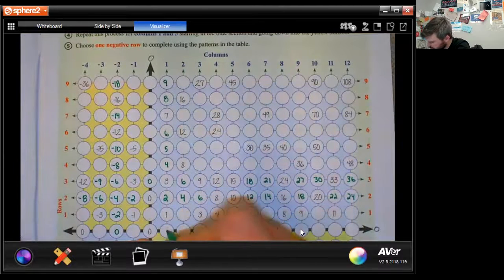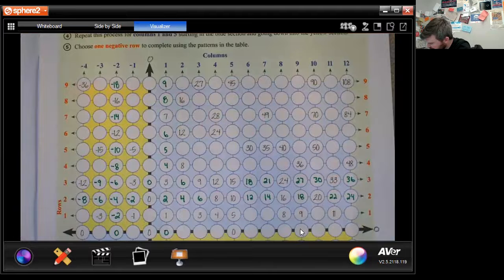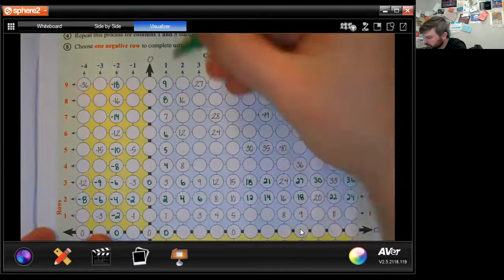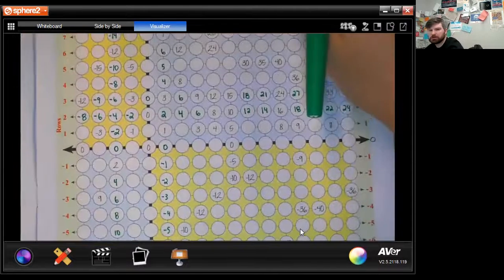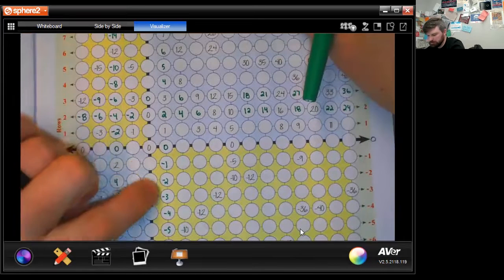0 times 1 is 0. And then here we're going to have the opposite. So negative 1, negative 2, negative 3, negative 4, negative 5, and negative 6. Starting with the 2 now. Well, I'm sorry, I didn't get you to see that yellow part. So it just goes down by 1 there.